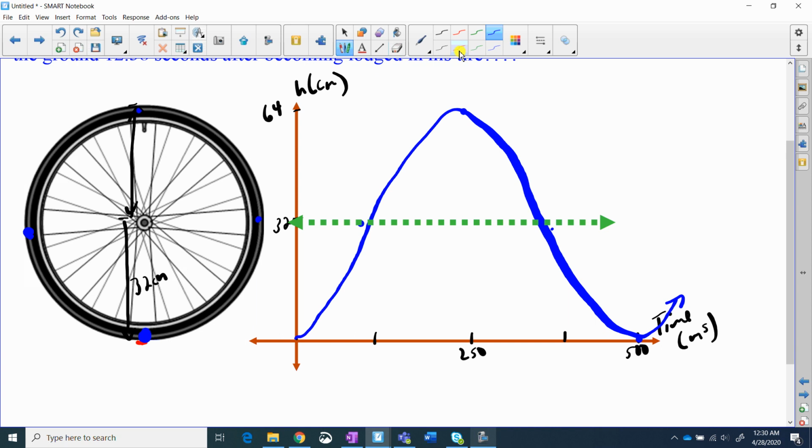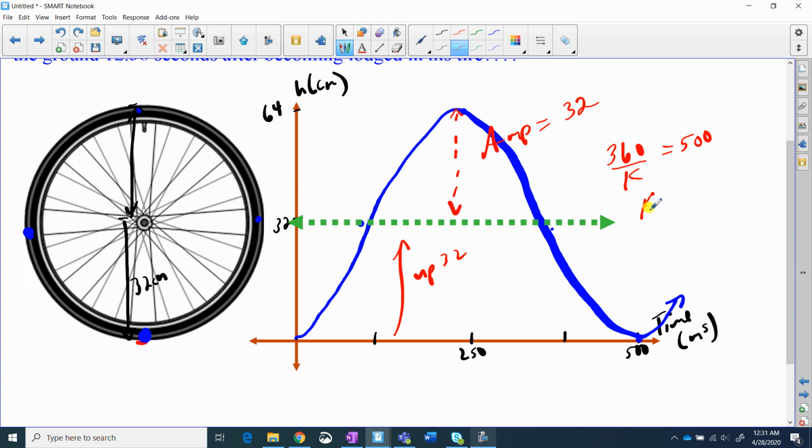Okay, like last week, so we should be getting quick at these. It's up 32. From the middle to the top, that's your amplitude. It would also be 32. The period, so it takes 500 milliseconds. So I'm going to go in degrees again. 360 over K equals 500. K is equal to 500 over 360.